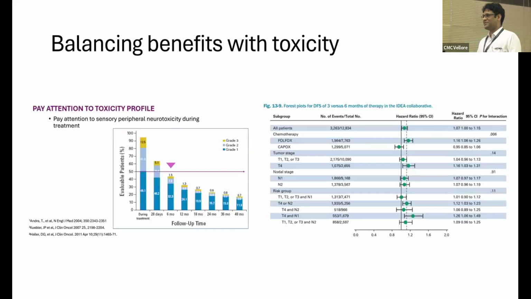Come. I said we want an interactive session. Come on. No, there's no cardiotoxicity.